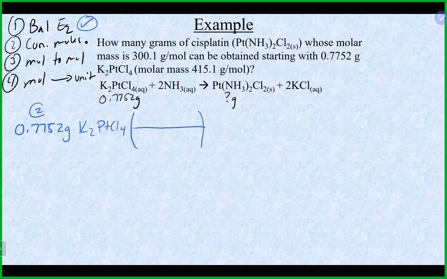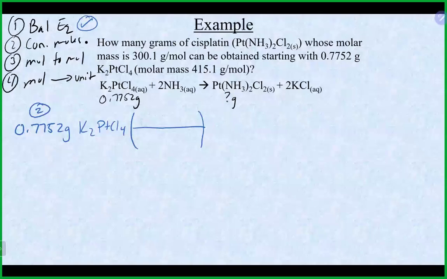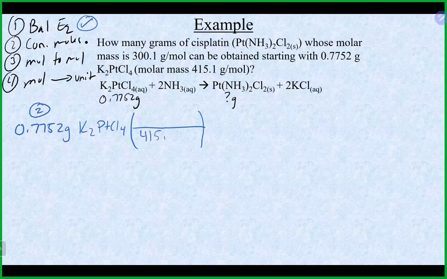And for step number 2, we're going to go with 415.1 grams per mole here. And again, you would need to calculate that yourself if they didn't do that. If I stop right at this point, I have now converted into moles of my K2PtCl4. That would be the second step. I'm going to do it all in one calculation again, just to show you what it would look like.